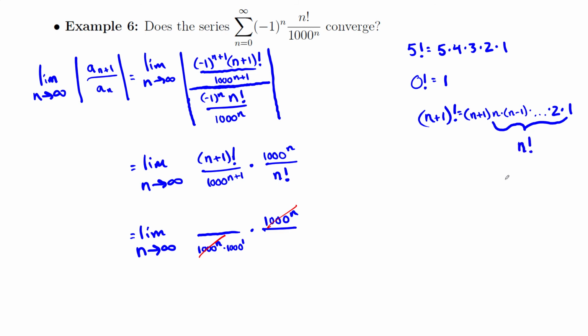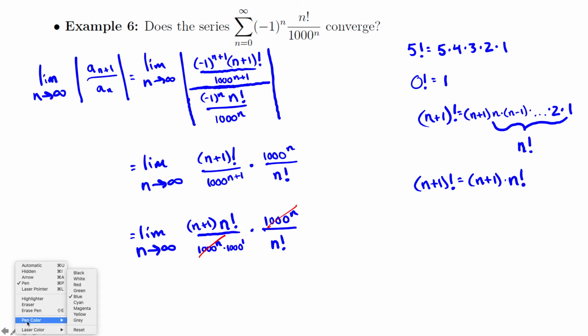n factorial. So what you can always do is if you have something like n plus 1 factorial, you can write it as n plus 1 times n factorial. And so that comes in really handy here, because that allows the whole factorial thing to just go away. So those cancel out.